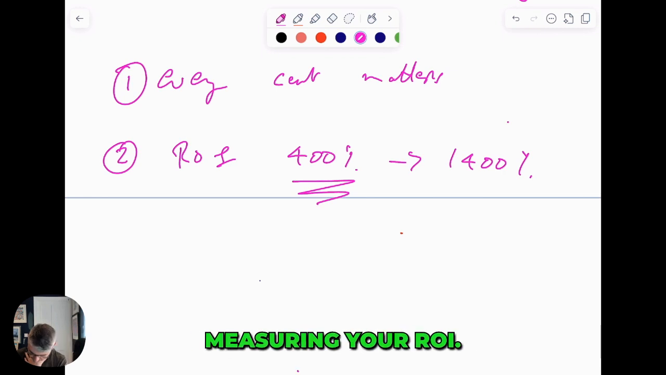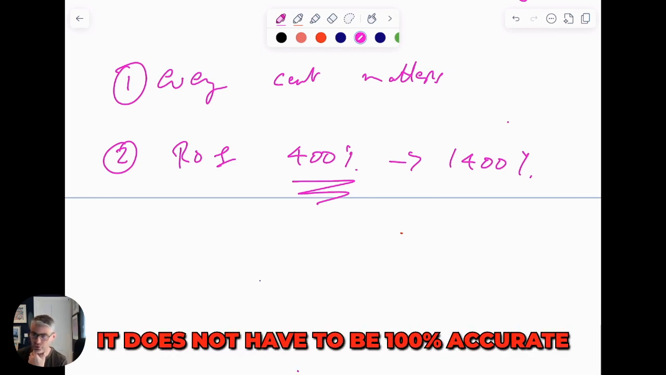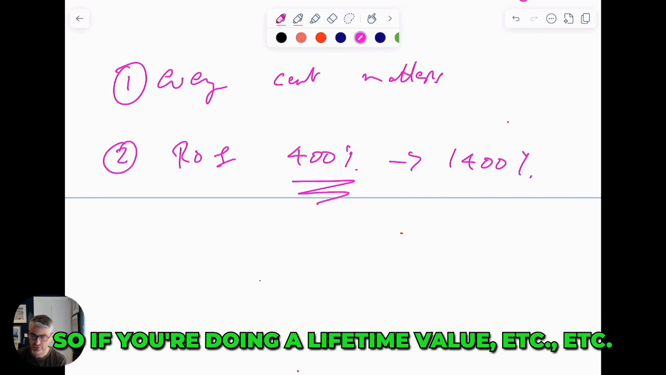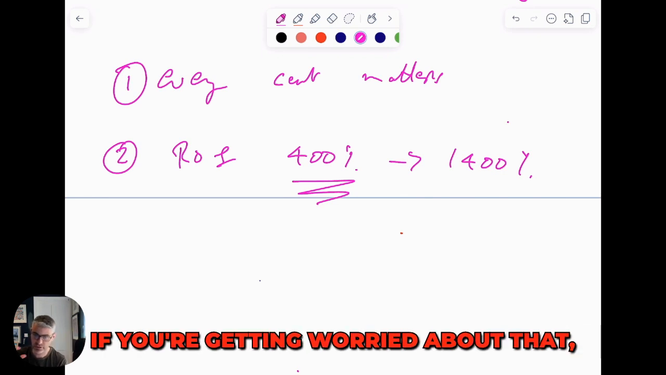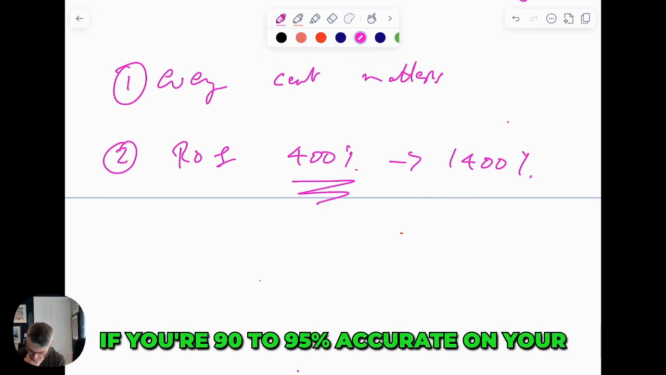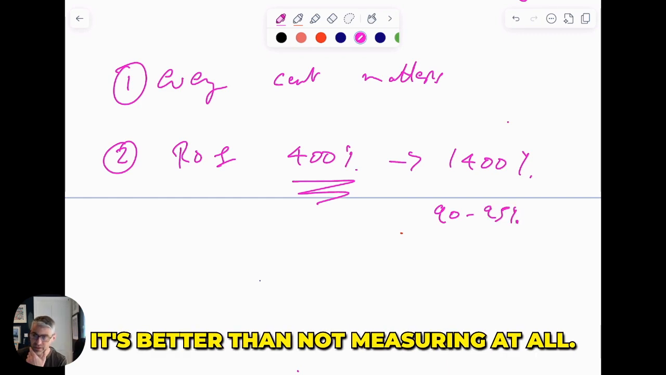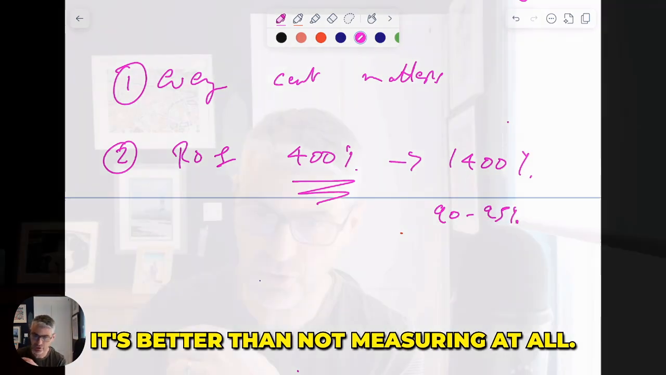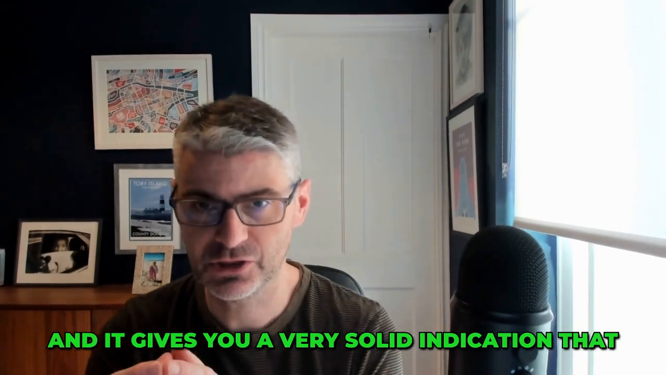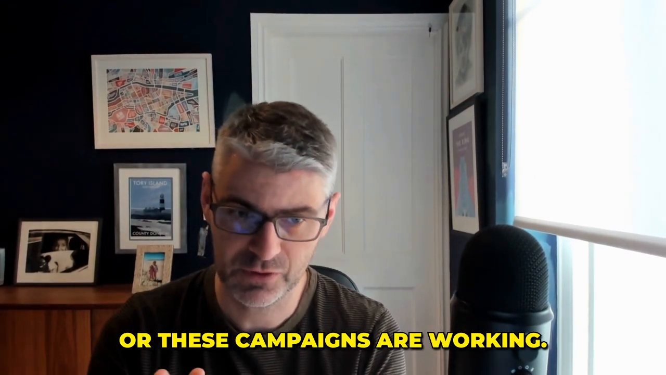Now, when you're measuring your ROI, it does not have to be 100% accurate to measure it. So if you're doing your lifetime value, etc., if you're getting worried about that, that's okay. If you're 90 to 95% accurate on your ROI measurement, it's better than not measuring at all, and it gives you a very solid indication that this ad is working or not, or these campaigns are working.